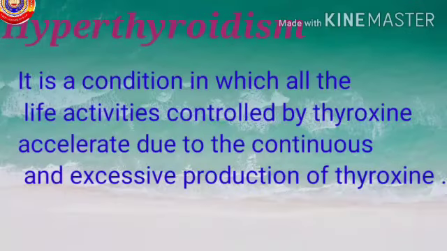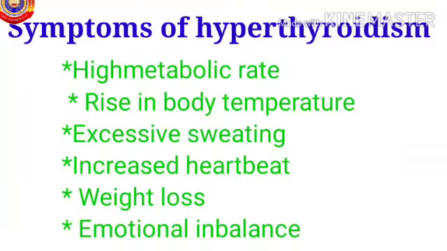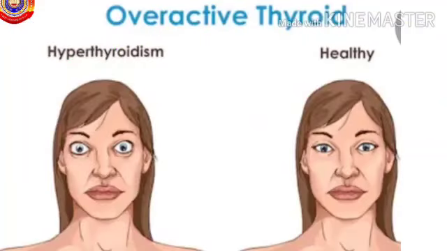Next is hyperthyroidism. It is a condition in which all life activities controlled by thyroxine accelerate due to the continuous and excessive production of thyroxine. Symptoms of hyperthyroidism are high metabolic rate, rise in body temperature, excessive sweating, increased heartbeat, weight loss, and emotional imbalance.